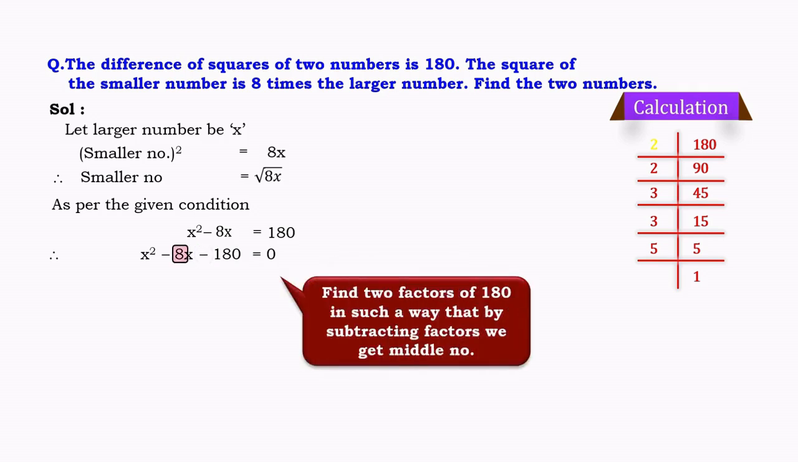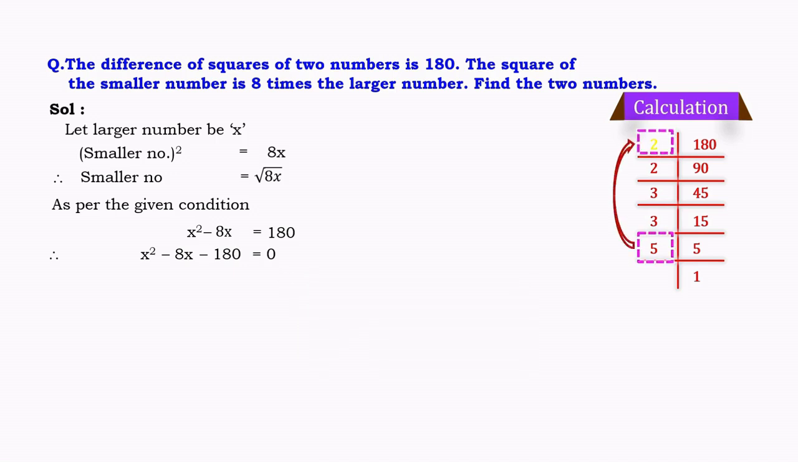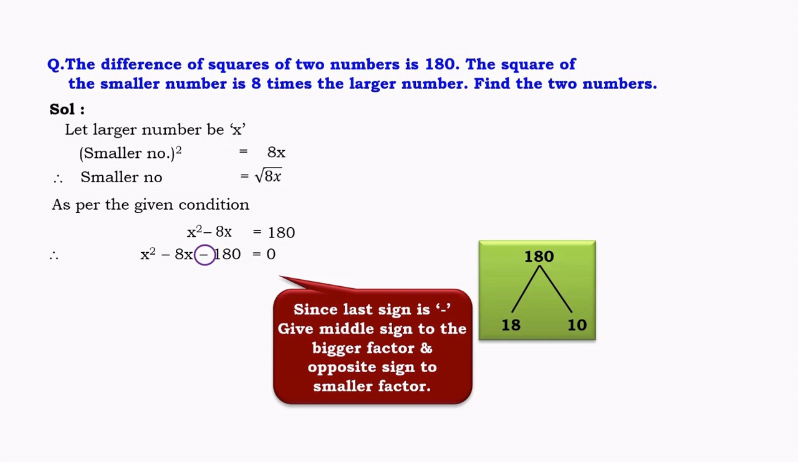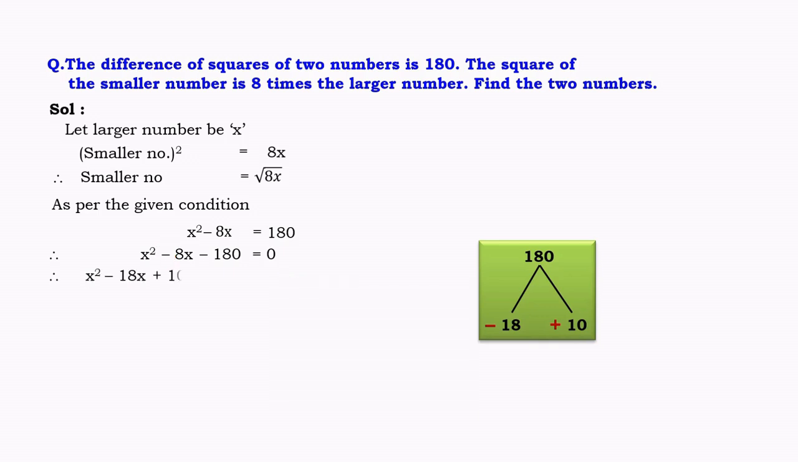We find that 18 multiplied by 10 gives 180. Also, 18 minus 10 equals 8. Therefore, 18 and 10 are the required factors. Since the middle term is negative, we assign the negative sign to the larger factor and the positive sign to the smaller factor. So, we rewrite the equation as x squared minus 18x plus 10x minus 180 equals 0.